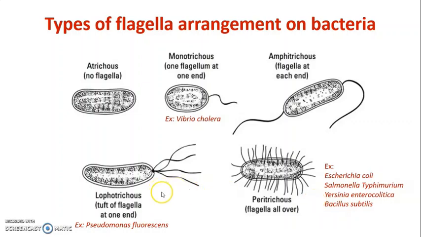For Pseudomonas, which is one of the spoilage microorganisms, it has multiple flagella on one end. So this is called a lophotrichous flagellar arrangement.